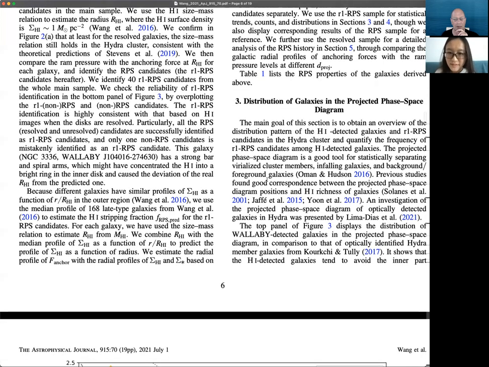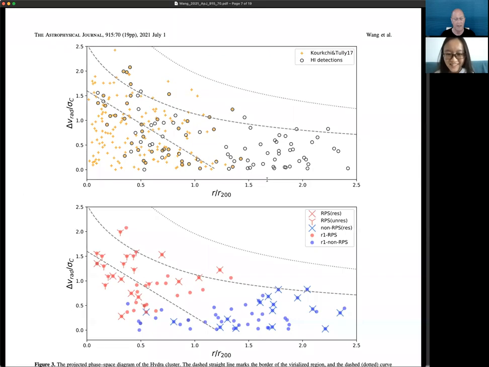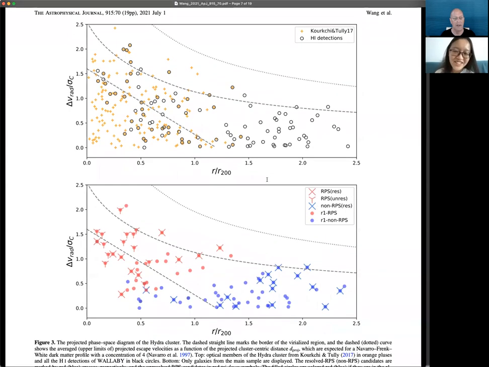Distribution in phase space. Oh, we got some big ones here. Okay, back that off a little bit. Sorry, it should be figure four.